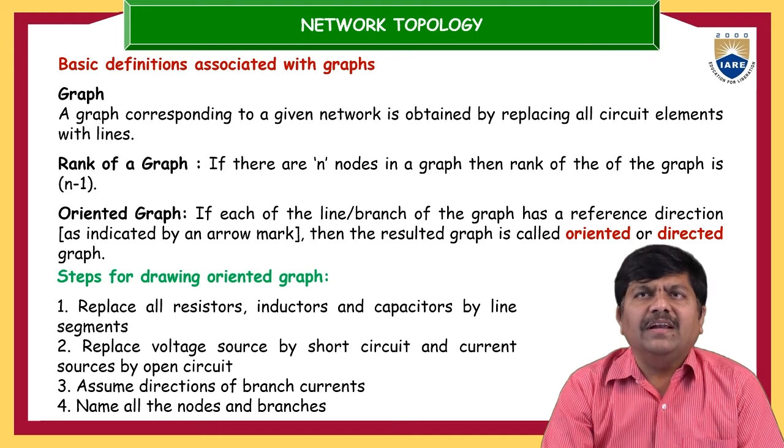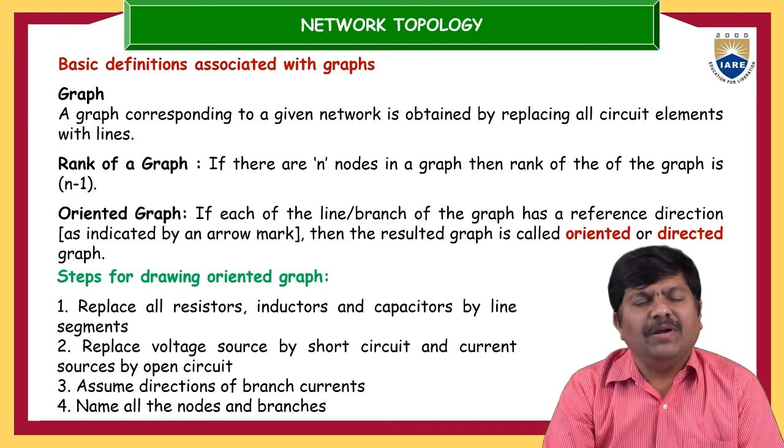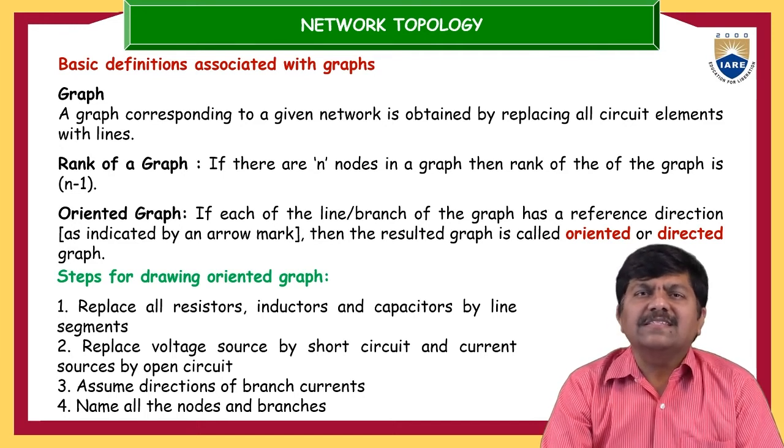So a graph corresponding to a given network is obtained by replacing all circuit elements with line segments. We have already discussed this with one simple electrical circuit also. So what is the rank of a graph? This is very helpful for solving problems. Rank is nothing but n minus 1.